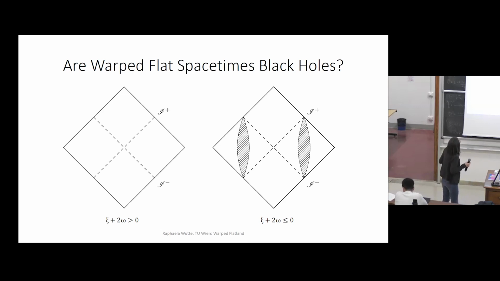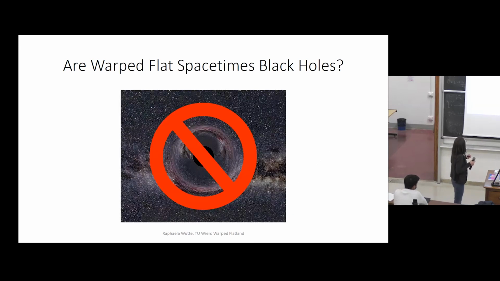But what you see from these pictures is that in this causal diagram there's no black hole, because if you take the causal past of scri, it's everything. So these are solutions with a compact Killing horizon, which is not an event horizon. So no, they are not black holes.